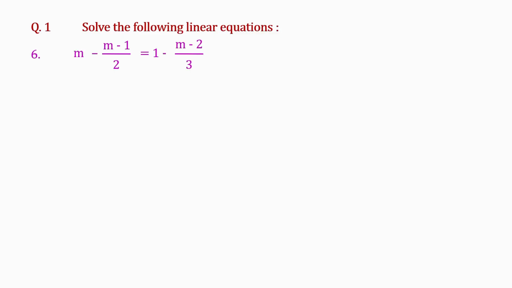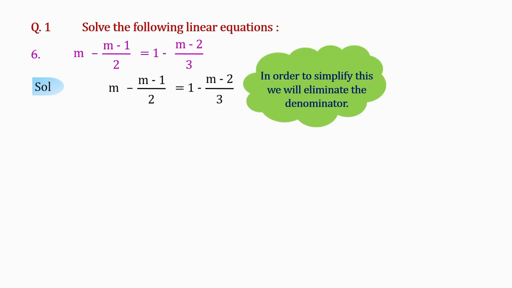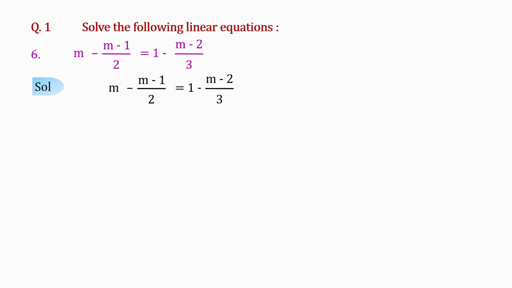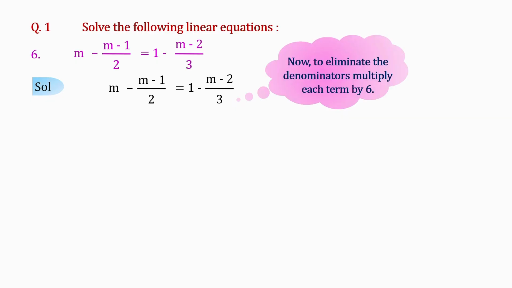Now another problem. (m − 1)/2 = 1 − (m − 2)/3. So let us take a look at how you are going to solve this problem. First we are going to eliminate the denominator. So we need to take the LCM of all the denominators. In this case, the denominators are 2 and 3. So we are going to take the LCM, that is 6. Now to eliminate the denominators, we are going to multiply each term by 6.